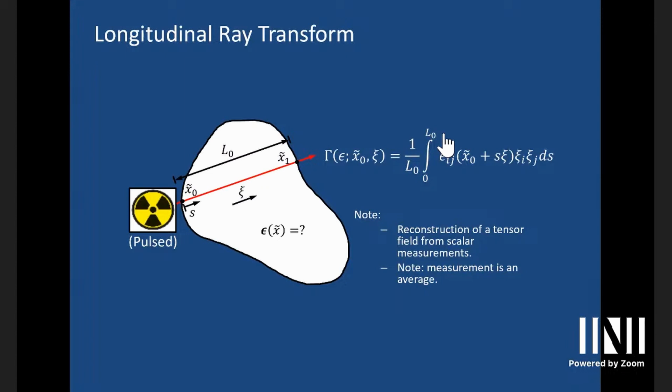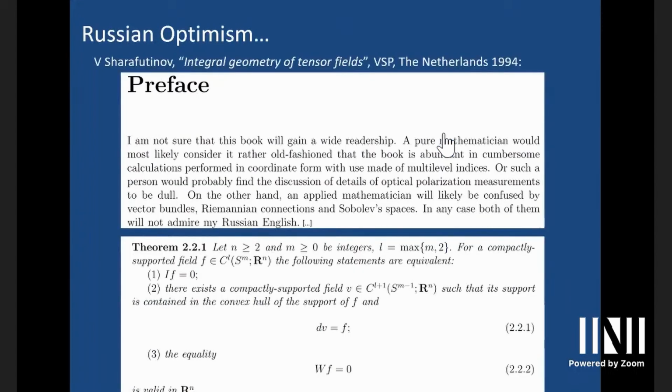Okay, so keep in mind we're doing a scalar measurement of a tensor field, so this ends up being inherently ill-posed. And this was pointed out by Bill's friend Sharafutdinov in Russia. I've never met him, but he's got this book on integral geometry of tensor fields that has this wonderful preface, well, it's Russian optimism, right? It's essentially a preface that says no one's going to read this book. Why would they ever bother?